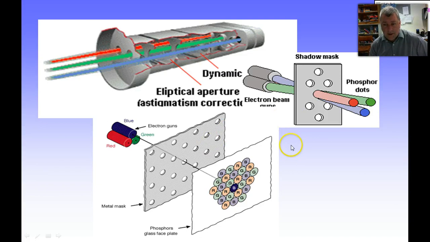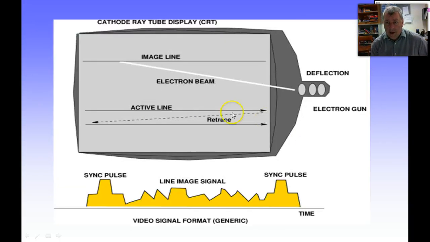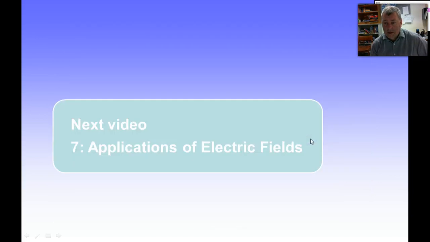And all this is happening thousands of times, so each beam is firing and hitting the corresponding dot because they've got to go through the mask, and then you're building up the colour. And the beam goes across the screen and down and across and down so fast that you don't actually see it happening. So the next video will be some applications of electric fields, and we'll talk a lot more about how we actually use electric fields in today's world.